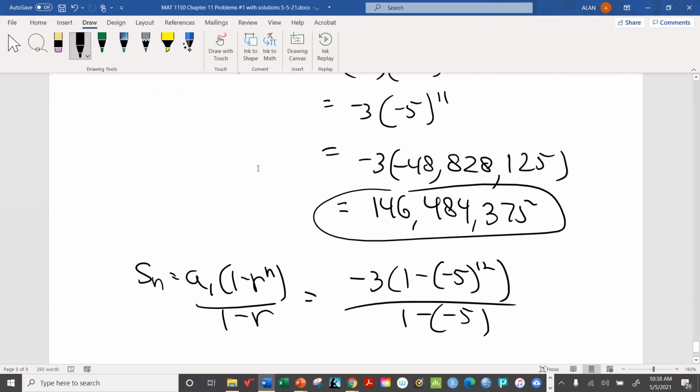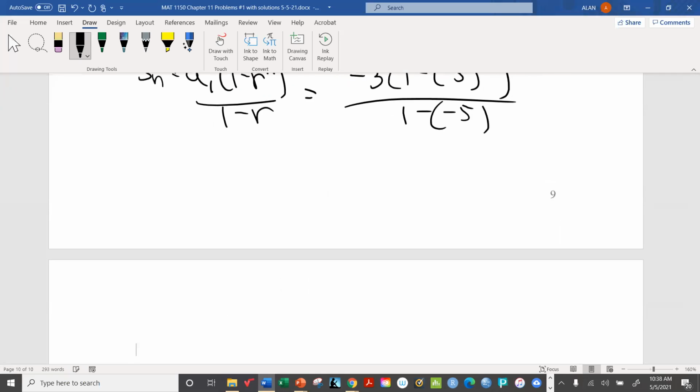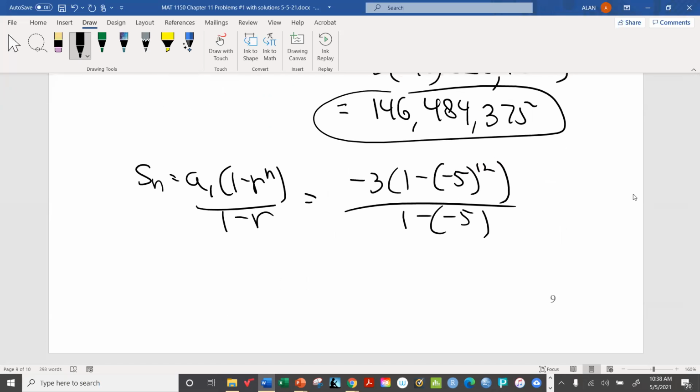All right. So, yes. So finally, when the dust settles, we have a1 is -3 times 1 minus -5 to the 12th over 1 minus -5. So it's an absolute disaster. But if we're careful, we should be fine. -3, 1. Well, this can't be consolidated. 1 minus -5 to the 12th is then divided by, now here we've got 1 minus a -5, which is 6. All right, that helps a little.